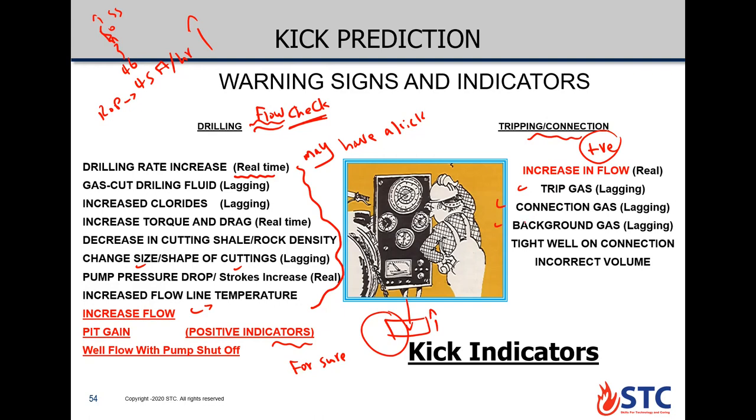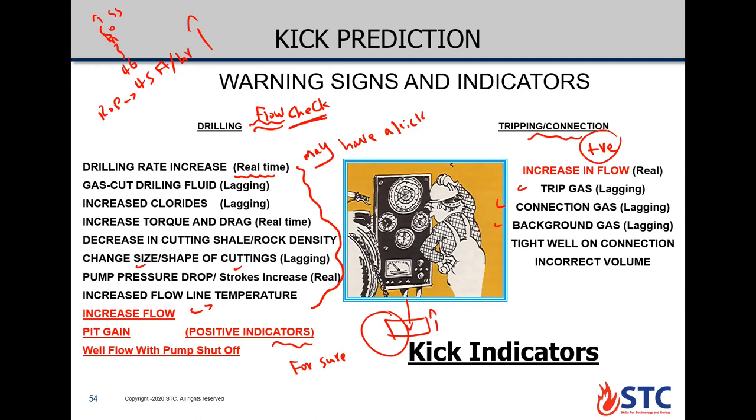Okay, connection gas. While stopping the pump for making a connection, we're losing the effect of APL. So when some gas enters the well, it's called connection gas. With bottoms up, it's a lagging indicator, so the mud logger can relate to this point. Background gas is also a lagging indicator. Background gas is the normal percent of the gas from the drilled formation or the cuttings. Tight well and the connection.